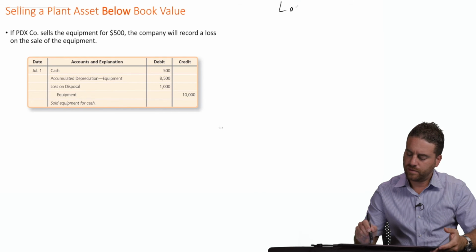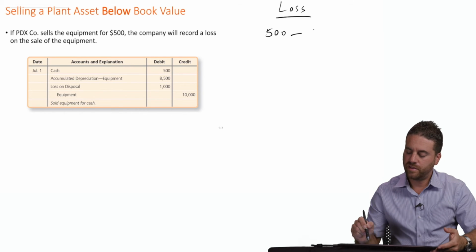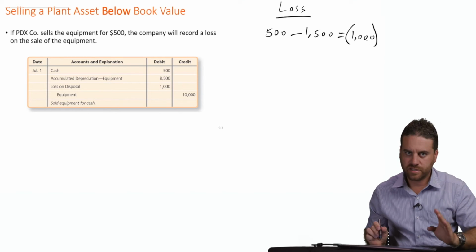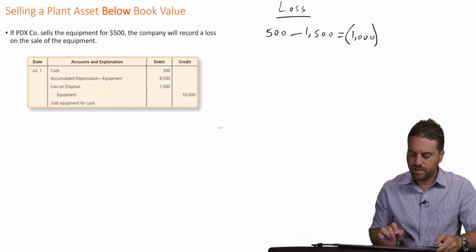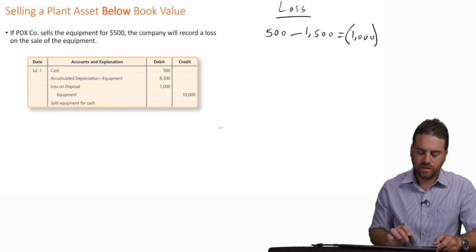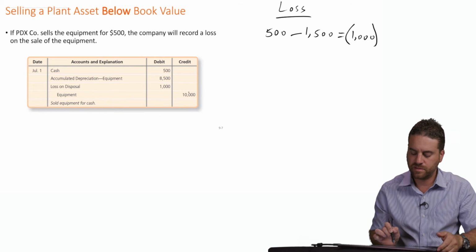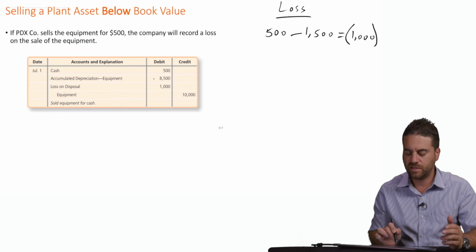Again, to calculate the loss, that's 500, the selling price, the cash I'm receiving, minus the book value. There's a negative $1,000. Okay, so loss is always a debit, just like expenses. So we have a loss, debit $1,000. I got the cash, $500, and then those two accounts, accumulated depreciation and the equipment, you're always going to see them in the same place, same amounts. The equipment is a credit of 10,000, and accumulated depreciation is a debit of 8,500.